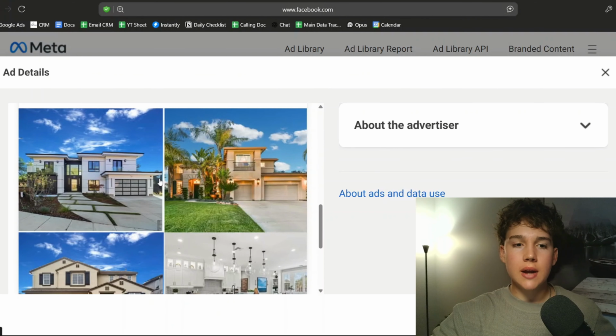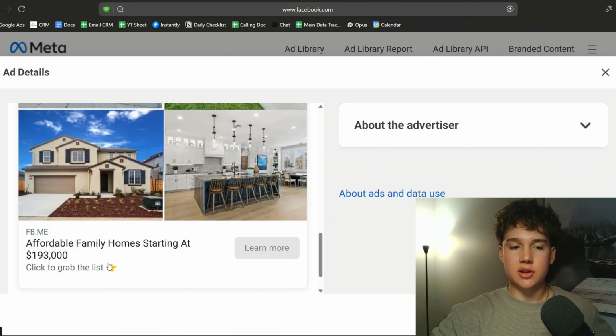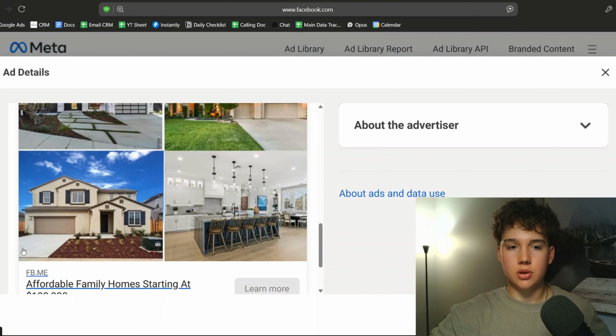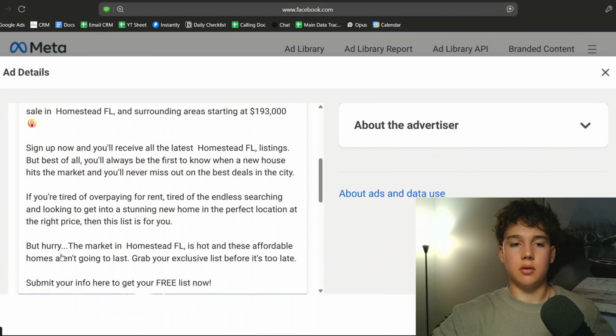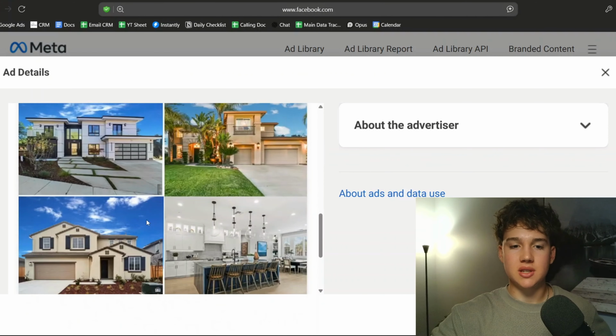Now, what I want to do next is when someone clicks on the ad, or you can see affordable family homes starting at $193,000. Affordable family homes, like a lot of first-time home buyers are probably just going to be getting homes for themselves, probably not a family home. So that's the other thing, like the messaging in here is just very, very off, right? It's not specific at all.